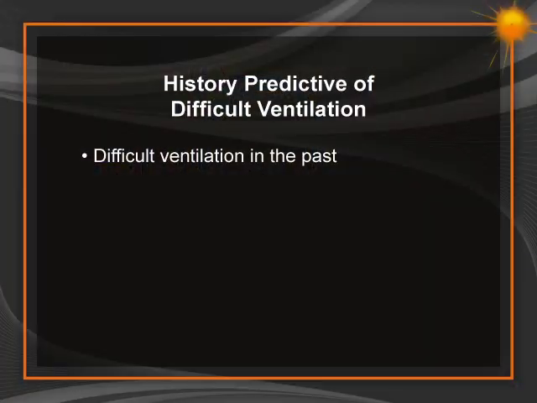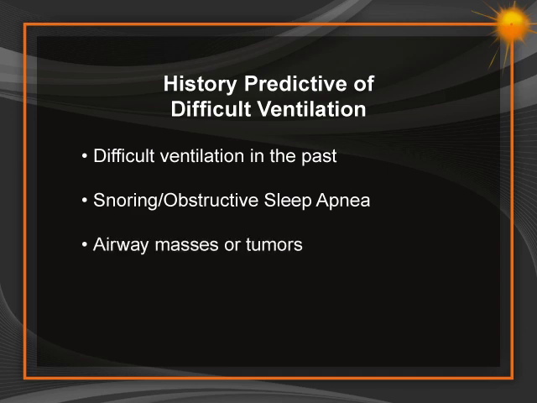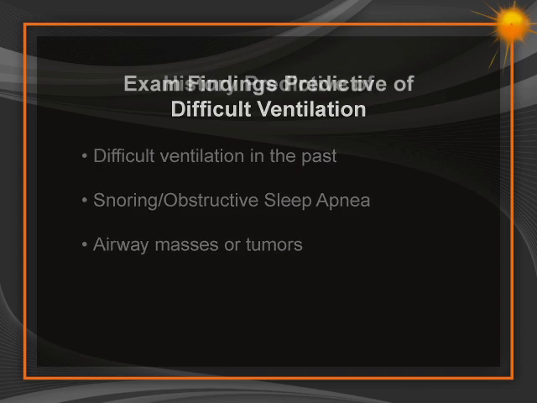We will now review the specific steps required for endotracheal intubation. Proper identification of factors that predict difficult ventilation and intubation are important to elicit. To determine if a patient will be challenging to ventilate, ask about difficult ventilation in the past, snoring or obstructive sleep apnea, airway masses or tumors.